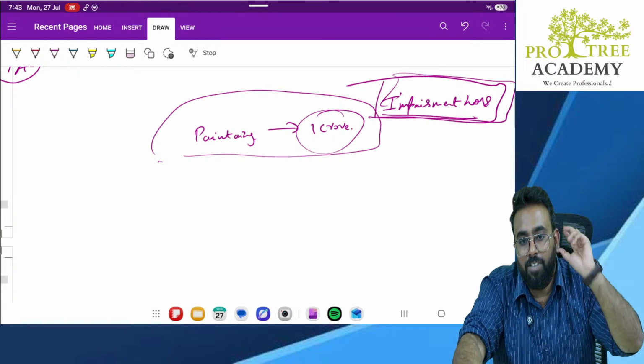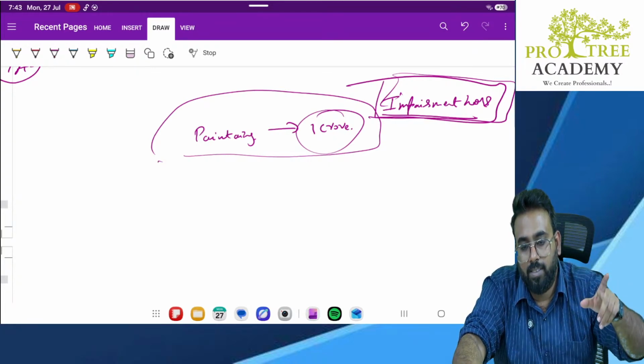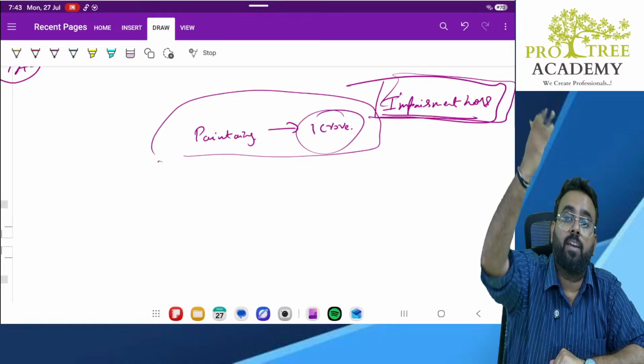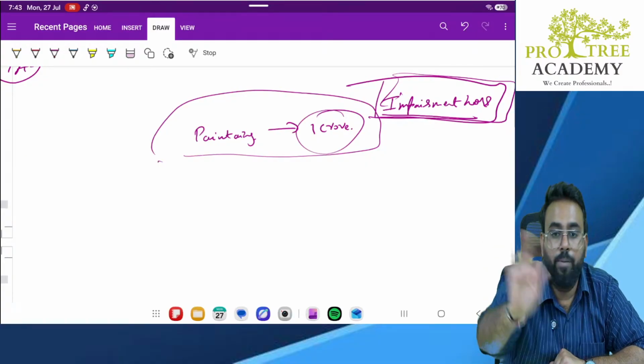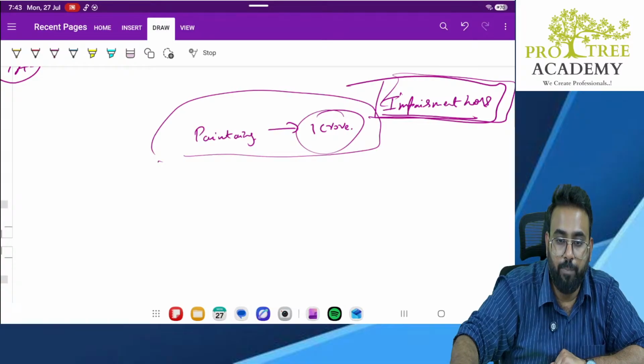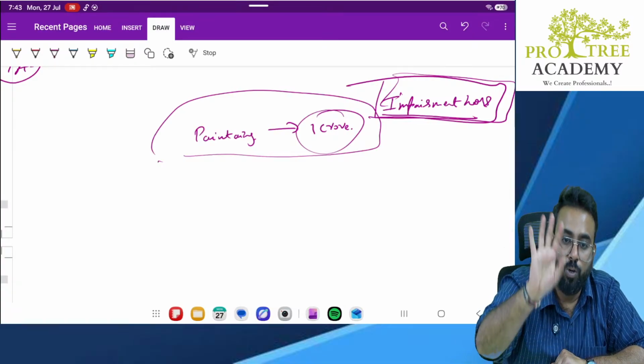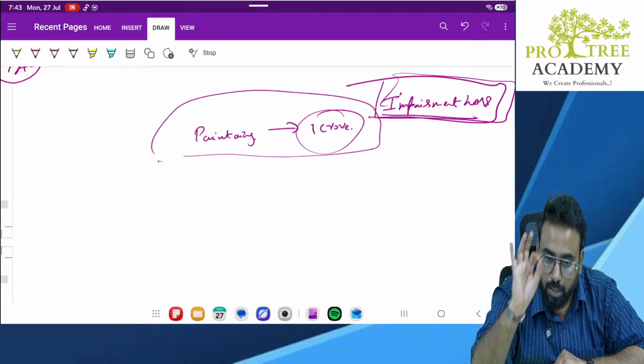So, the price at which you purchased, and if you try to go and sell it in the market, what is the price it will fetch? If it is fetching more than what you have purchased, then no impairment loss. Sir, then is there impairment gain? Nothing, sir. No impairment gain, no impairment loss. You will continue to value that asset at 1 crore only.